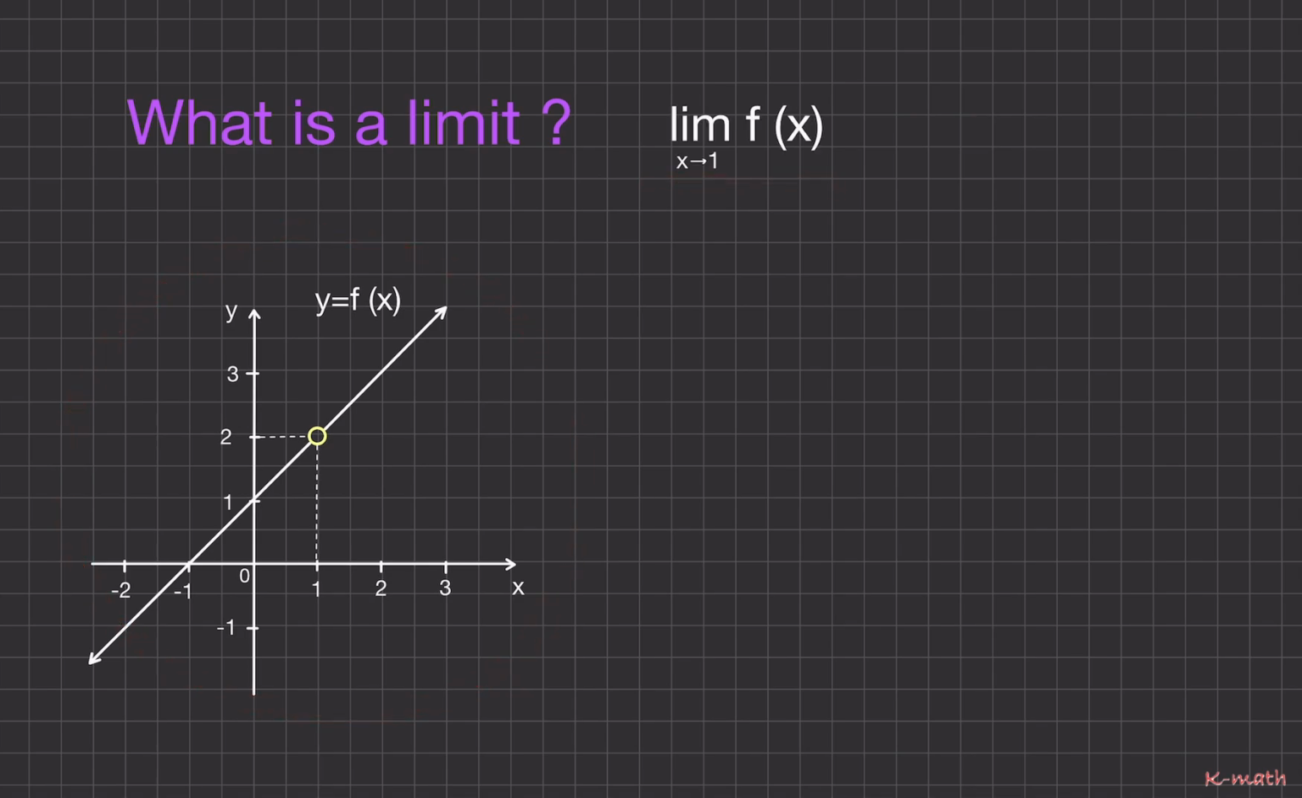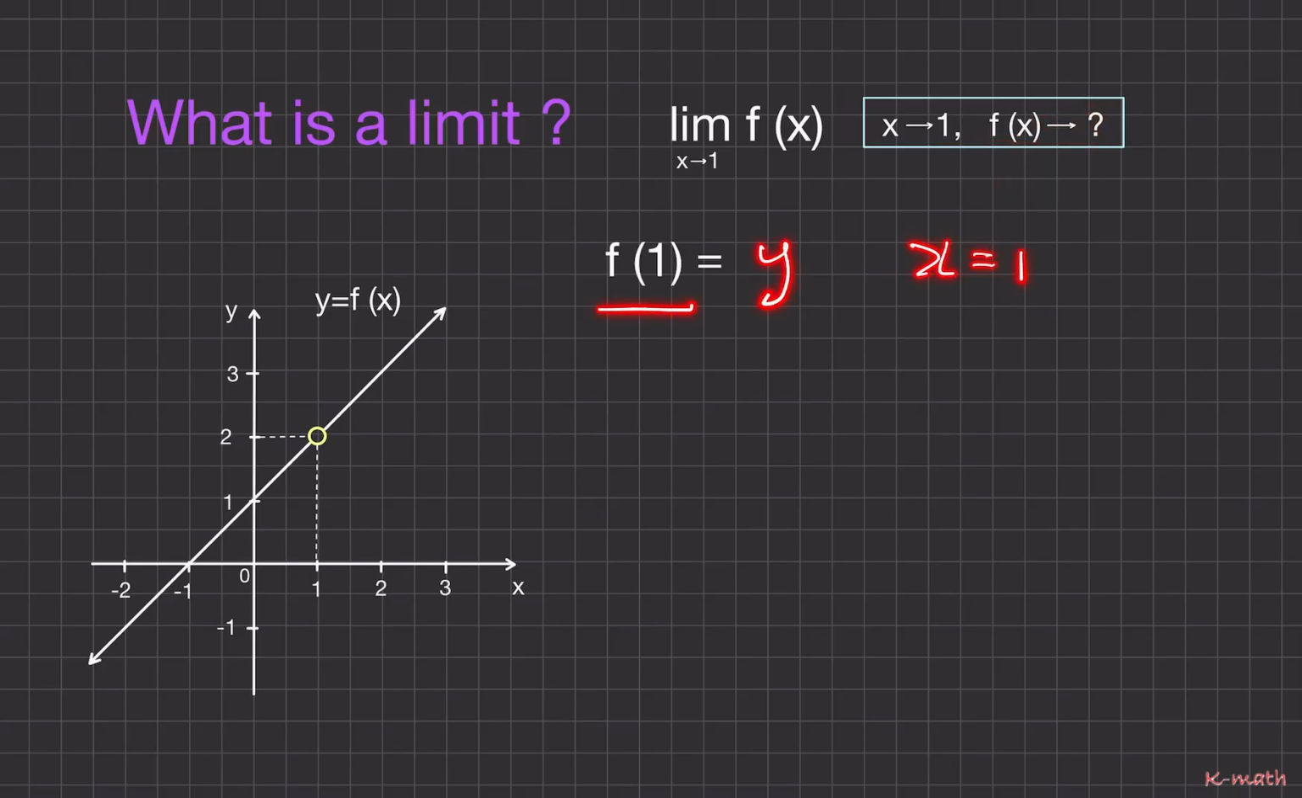We read it, limit as x approaches 1 f of x. What does that mean? This expression is asking, as x approaches 1, what value does y get closer and closer to? It doesn't mean f of 1. f of 1 is the y value at x equals exactly 1.